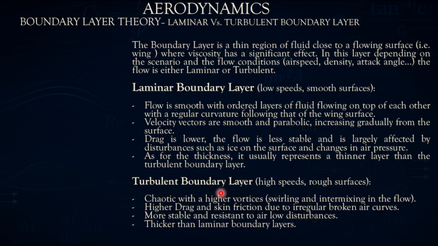You have rotational flows and swirling flows with intermixing in the flow, higher drag and skin friction due to irregular broken air curves, and it's more stable, meaning that it's more resistant to air disturbances, okay? It's not broken easily by a change of density and pressure. Also, on the other hand, this layer is thicker than laminar boundary layers.